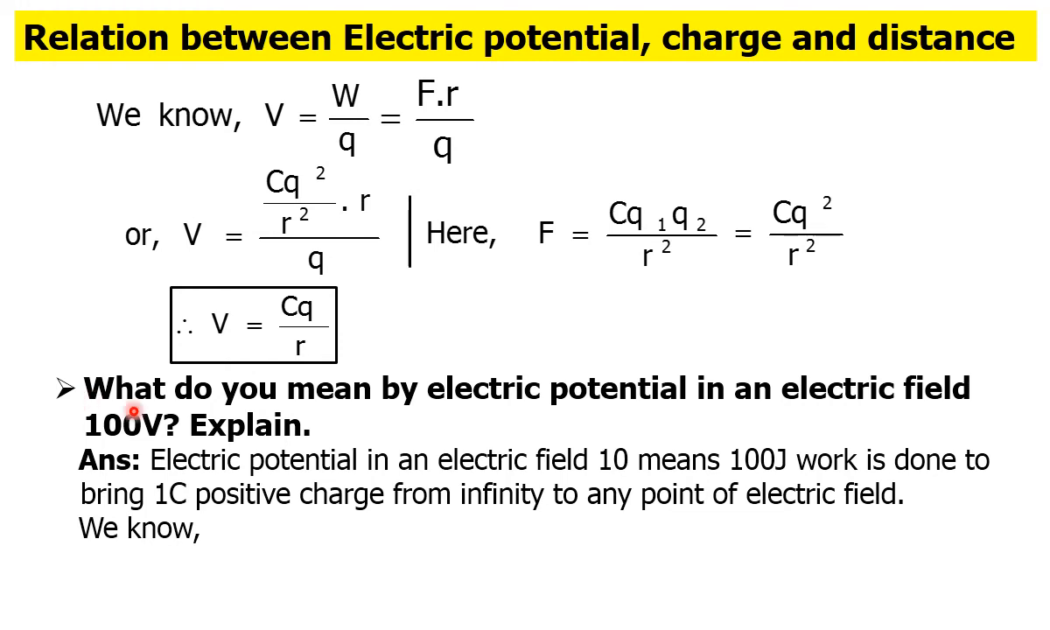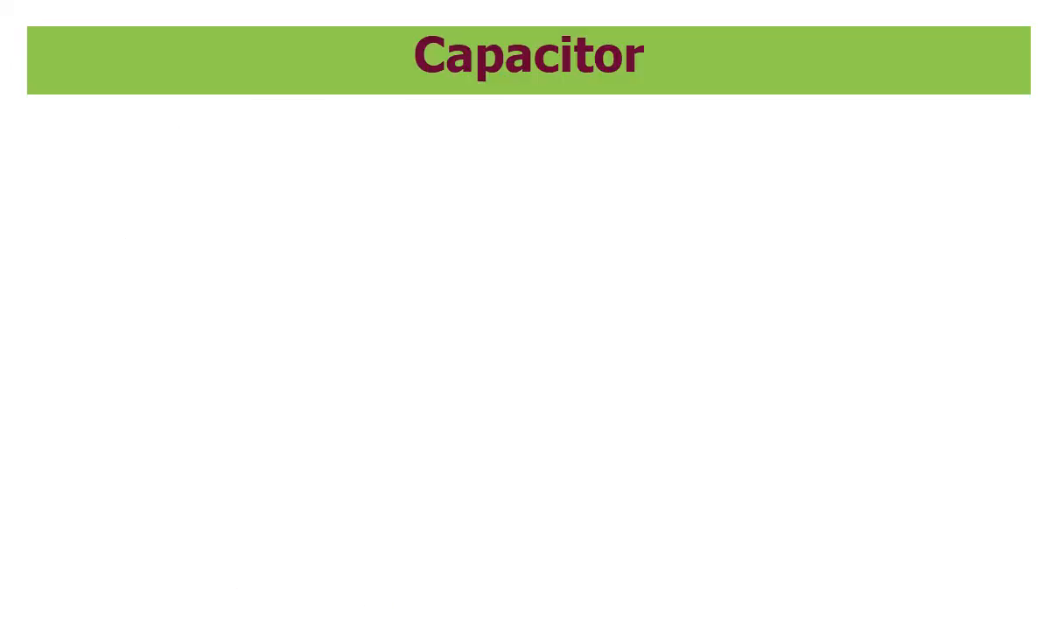There is a question: what do you mean by electric potential of an electric field is 100 volt? It's a very important question. It means 100 joule work is done to bring 1 coulomb of positive charge from infinity to any point of the electric field. If you want to calculate, then we write the formula of V equals W by Q. The W is given 100 joule and 1 coulomb charge is given here. So the result of electric potential will be 100.